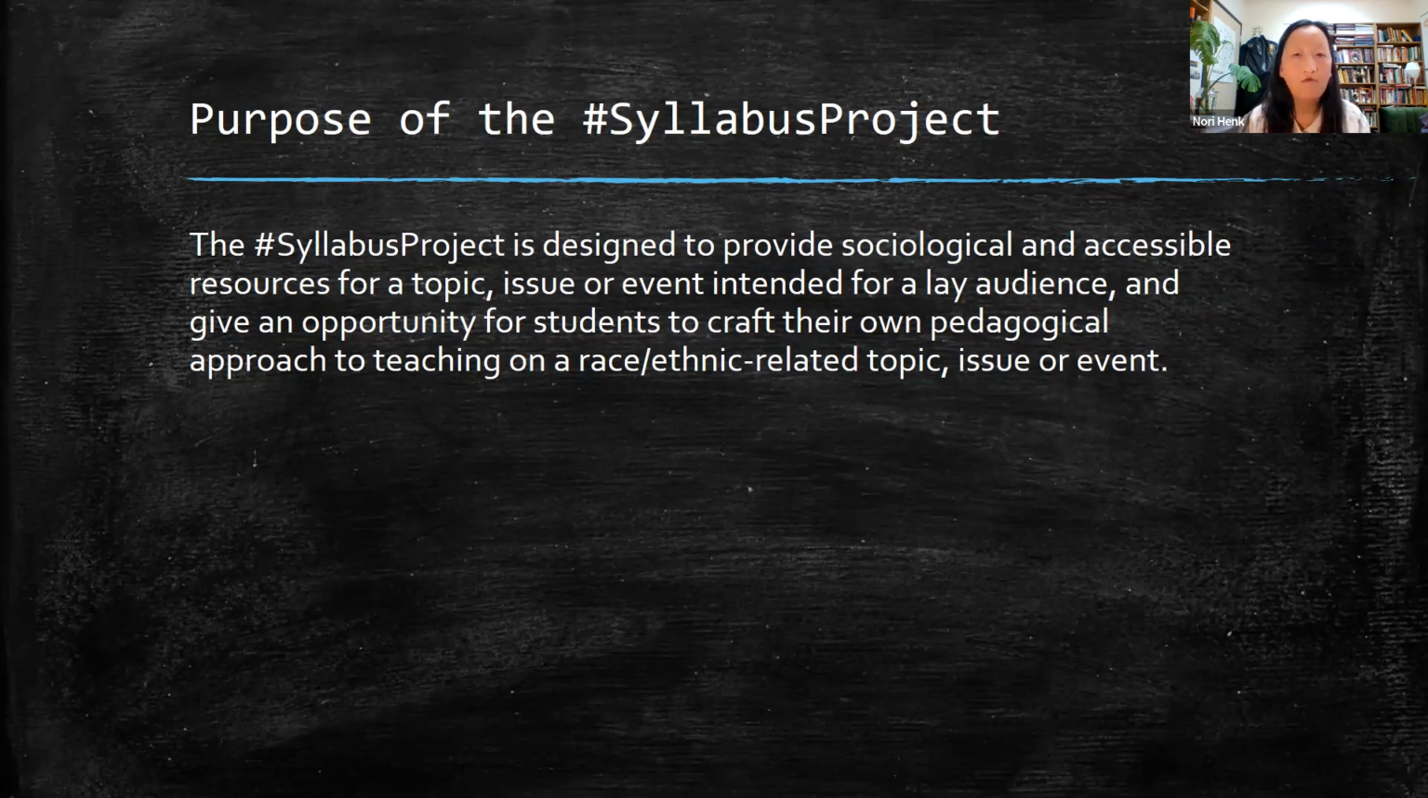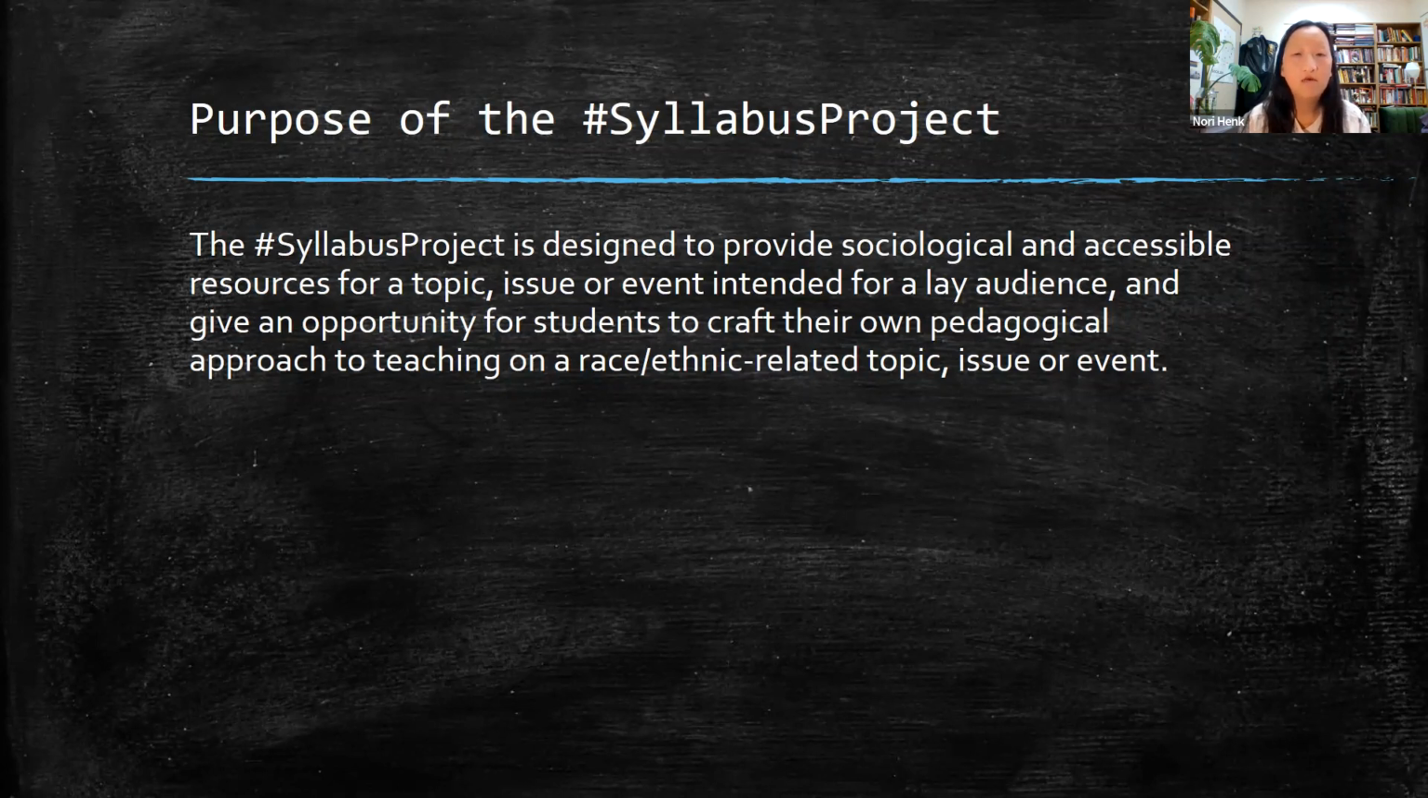What I mean by accessible resources can be YouTube videos, an interactive site, or a popular journal or newspaper. That's where the lay audience really comes into play. But because this is an academic project, I do want you to provide some sociological sources at the same time. So it'll be a combination of both academic and more accessible sources.